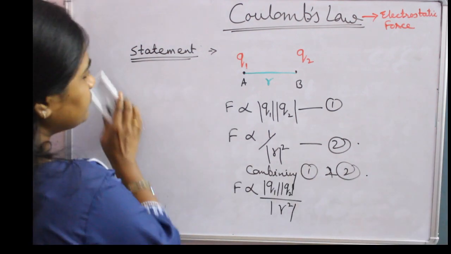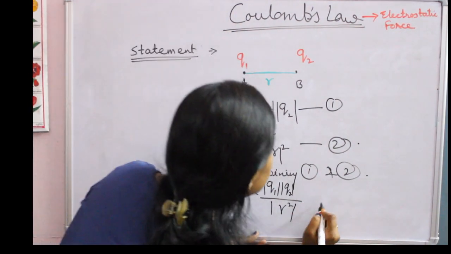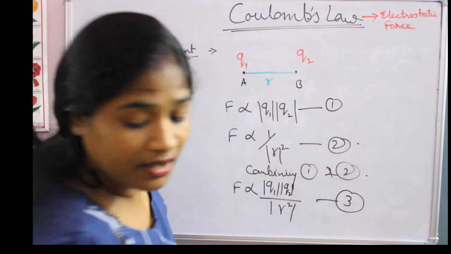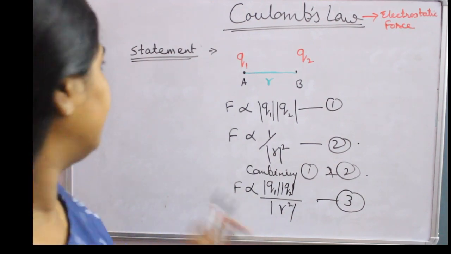Okay, done. So coming back, let the name of this equation be 3. I will start from equation number 3. So 3 is what? F is proportional to Q1 Q2 by R square.